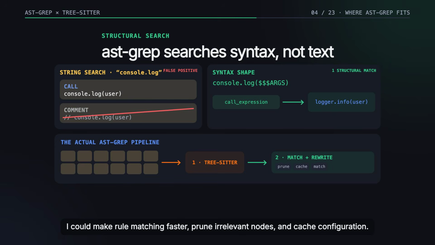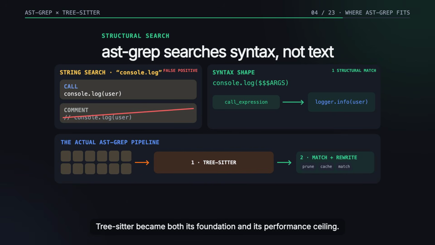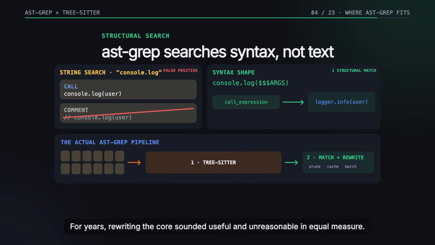I could make rule matching faster, prune irrelevant nodes, and cache configuration. But parsing still happened first. As ast-grep improved, Tree-sitter became both its foundation and its performance ceiling. For years, rewriting the core sounded useful and unreasonable in equal measure.